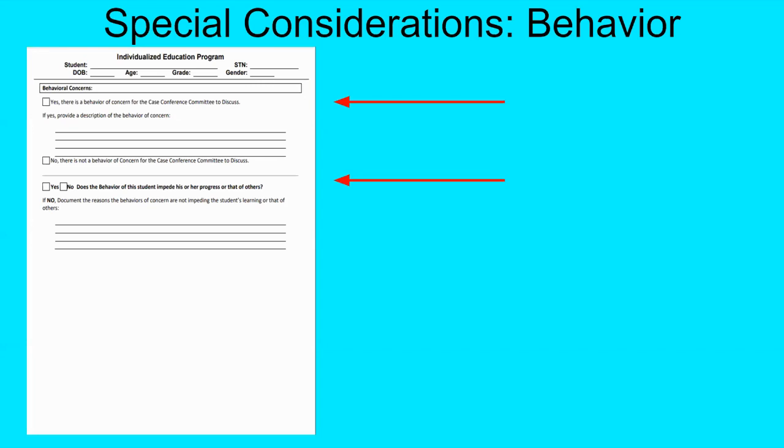Okay, so in that case, we have to have documentation of that, because if we say yes, they have a behavior of concern, but it doesn't impede the learning of other students or of themselves, and the student is constantly getting in trouble or constantly disrupting the class, and we go back here and we say, wait a second, they have a behavior of concern. How is this not impeding their learning or the learning of others? We have documentation that says that.